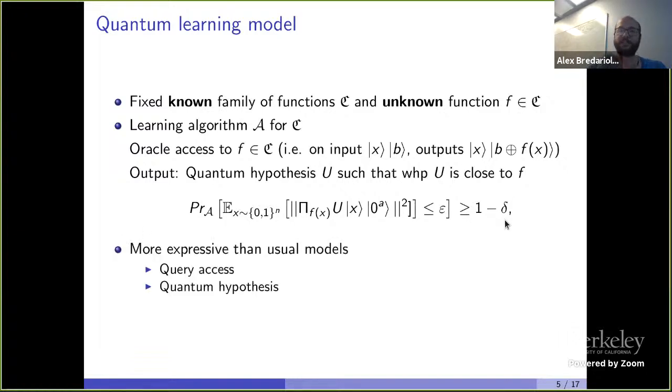Okay, and notice that in this model that I described to you, there are two main differences from standard learning algorithms. The first one is that we're allowing queries instead of samples. Usual learning algorithms are given samples, and here it's a bit stronger, so we allow query access to this function. And more interestingly, it also allows quantum hypothesis. Usually the hypothesis is a classical circuit, but now we allow it to be a quantum unitary.